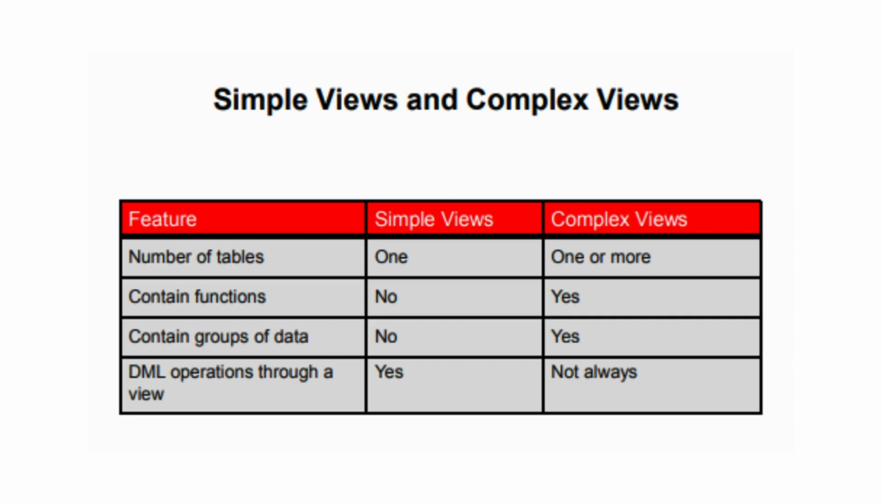A simple view is one that derives data from only one table, contains no functions or groups of data, and can perform DML operations through the view. A complex view is one that derives data from many tables, contains functions or groups of data, and does not always allow DML operations through the view.